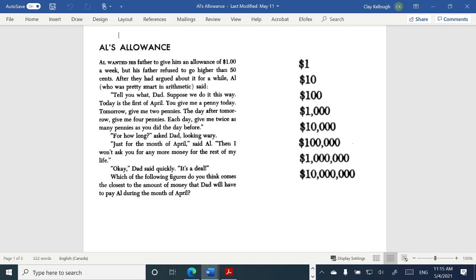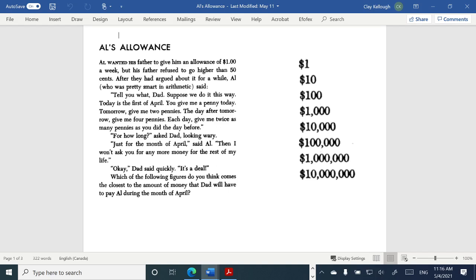So what do you think? Any ideas? Some people are punching buttons. Good plan. But there's got to be a systematic way to come up with this answer. So anybody got any guesses?